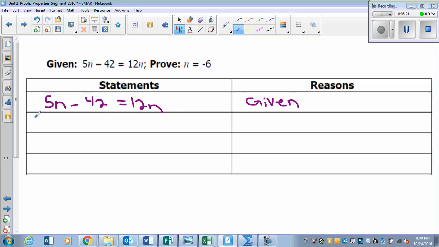All right, the next step, as I said, is that we'd probably take that 5n over, so you'd have negative 42 is equal to 7n. And that is our subtraction property of equality. I'm going to abbreviate here.